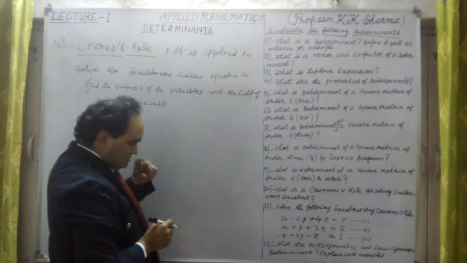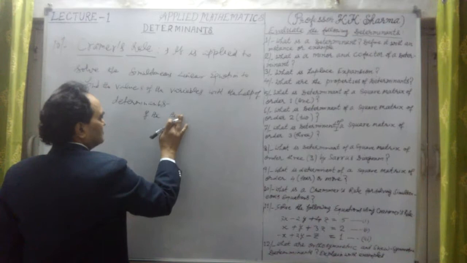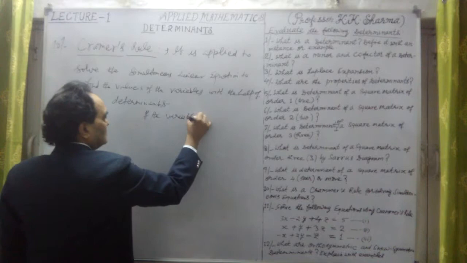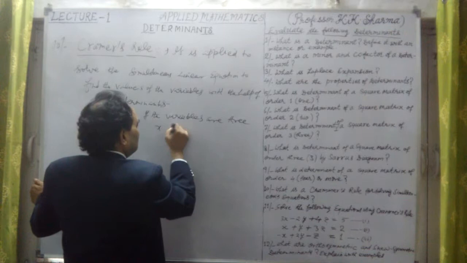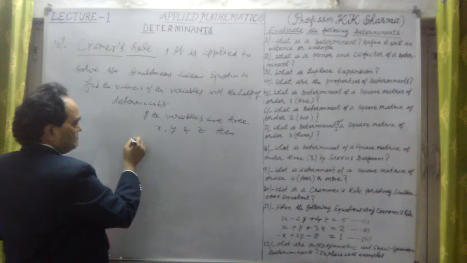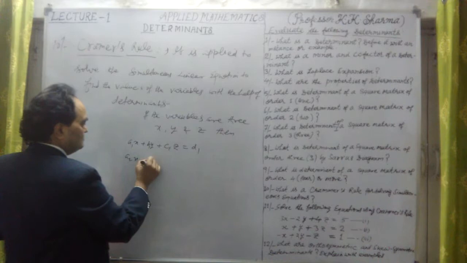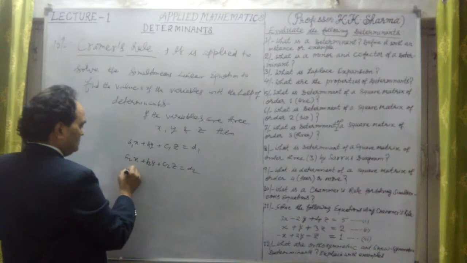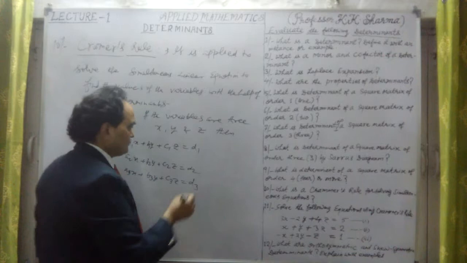For example, let me write here, the variables are three: x, y, and z. How are the values counted if linear equations are given? For example, let me take a1x plus b1y plus c1z equal to d1. This is a2x plus b2y plus c2z equal to d2. This is a3x plus b3y plus c3z equal to d3. These are three linear equations: first equation, second equation, and third equation.